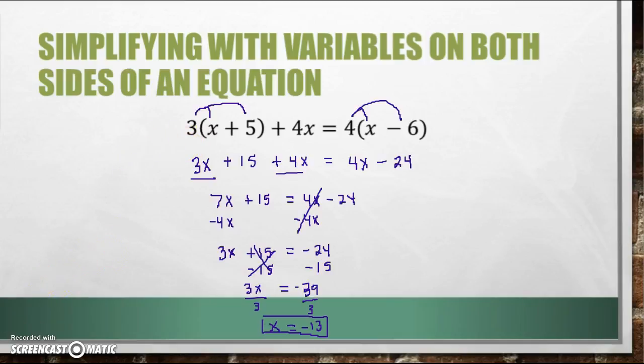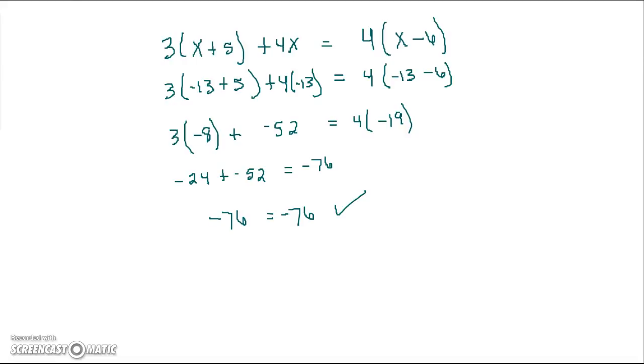And you can always go back and check your answer. So if we want to check our answer, you plug in negative 13 wherever your variable was. So looking here, I plug in negative 13 for x here, here, and here, and simplify. Remember to follow order of operations, so parentheses first, and then multiplying and dividing, and then adding and subtracting. As we simplify, we end up with negative 76 is equal to negative 76. So I know that x does in fact equal negative 13 for this equation.